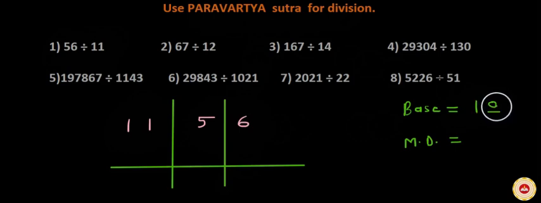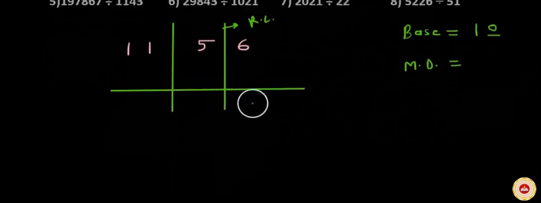See, there is 1 0. So leave one digit from the right side and draw the remainder line. See, this is the remainder line. In this part we will get the remainder, and in this part we will get the quotient. Now friends, how to calculate the modified divisor? Simple, just calculate the deviation.